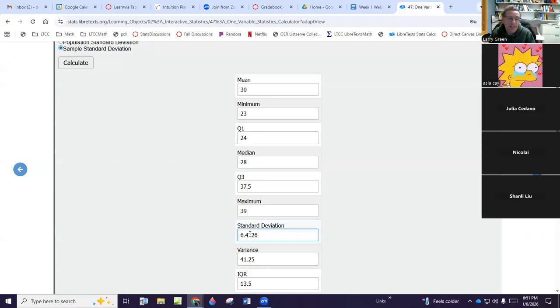It turns out that if you have a normal curve, a bell-shaped curve, then about 68% will be within one standard deviation of the mean. So if you subtract 6.4 from 30, you get 23.6. If you add 6.4 to 30, you get about 36.4. So about 68% are between those two ages. If you have a bell curve, which we're going to call a normal curve, we'll get into that. We have a whole chapter on that.